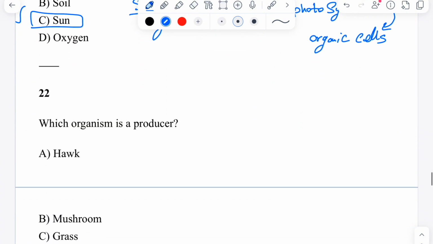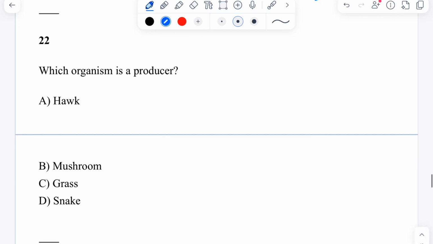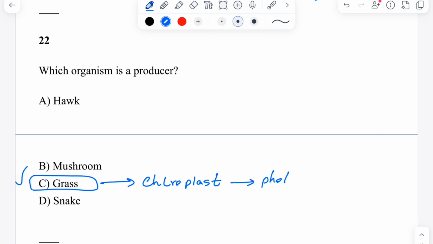So, number 22. Which organism is a producer? Hawk, mushroom, grass, or snake. It's an easy question. Grass, because they have chloroplasts, so they can do photosynthesis.